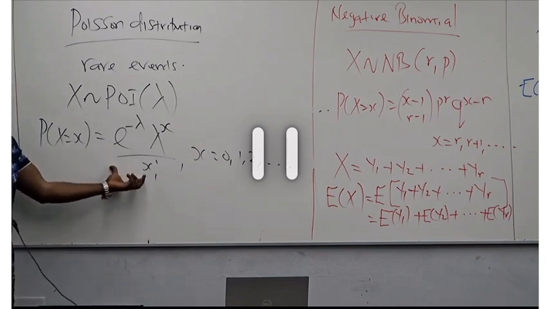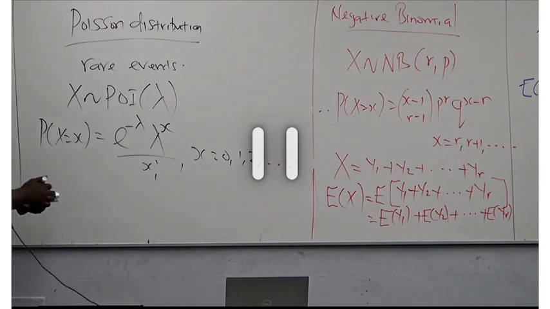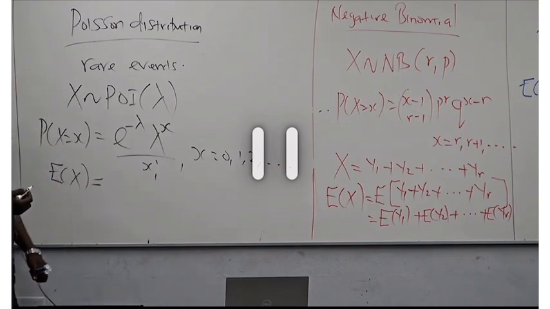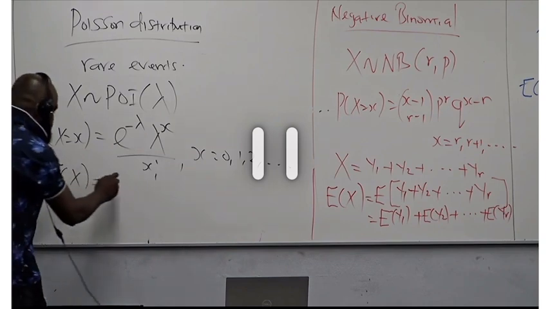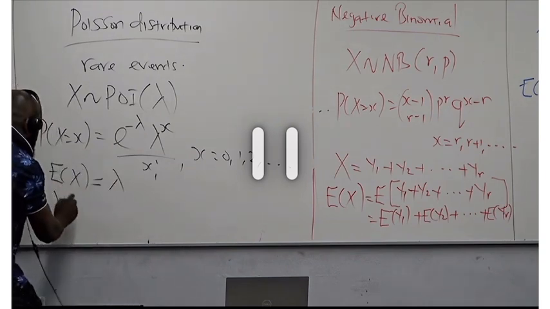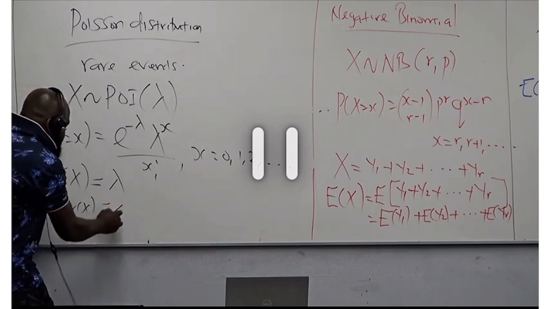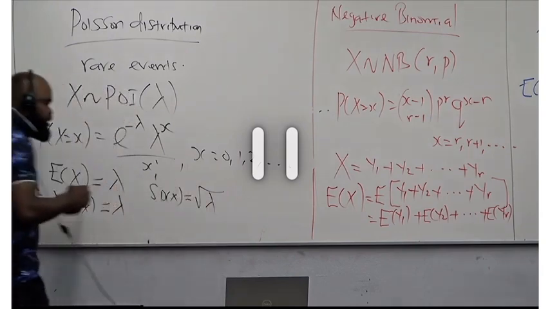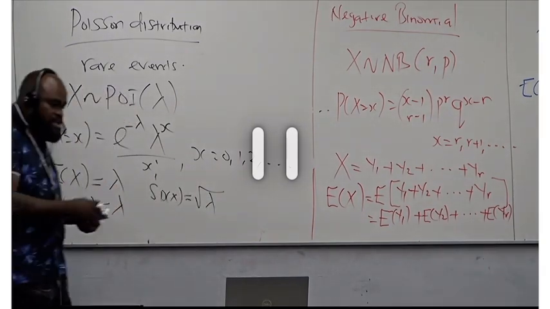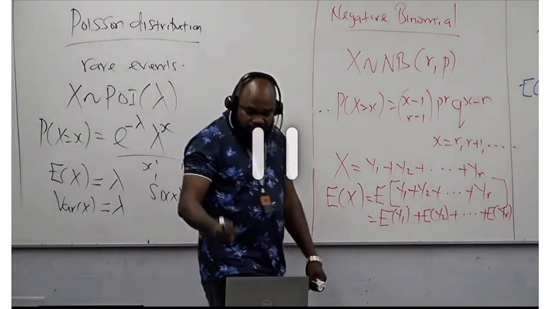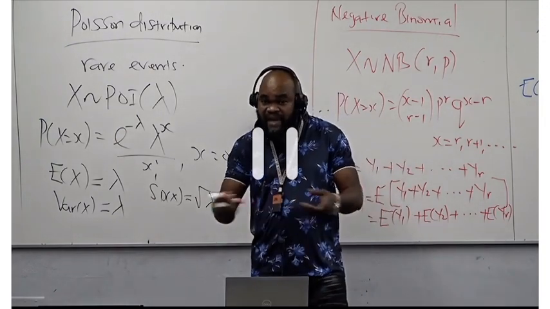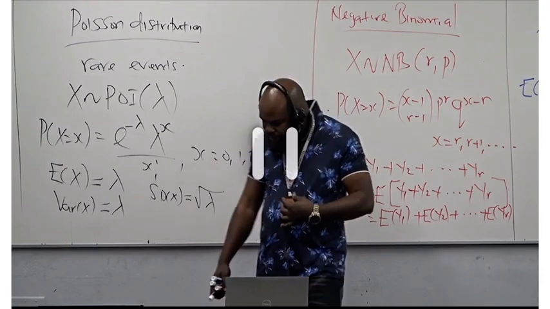Now, this is the Poisson distribution. We can actually derive the mean. The mean is lambda, the variance is also lambda, and the standard deviation of X is the square root of lambda. Don't forget, in the case of disease, the lambda there is just going to be the incidence or prevalence rate of that disease.